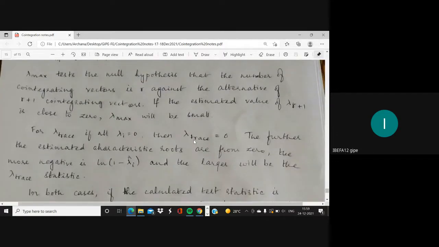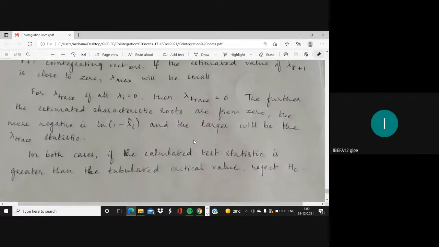Once you've calculated these lambda trace and lambda max statistics, you'll be comparing with the distribution. There's a particular distribution which was developed by Johansen and others subsequently, so you'll be comparing with those critical values. Again, as usual, if the calculated value of the test statistic is greater than the critical value, then you will be able to reject the null and accept the alternative hypothesis.